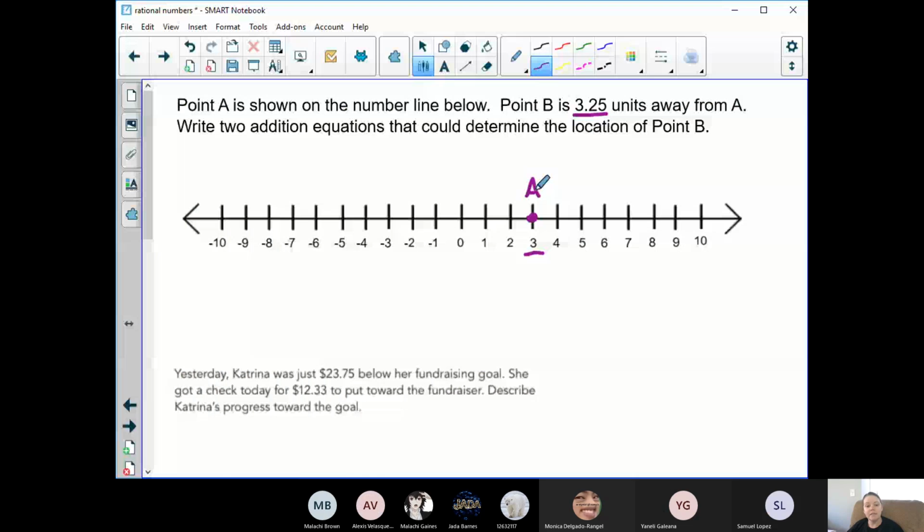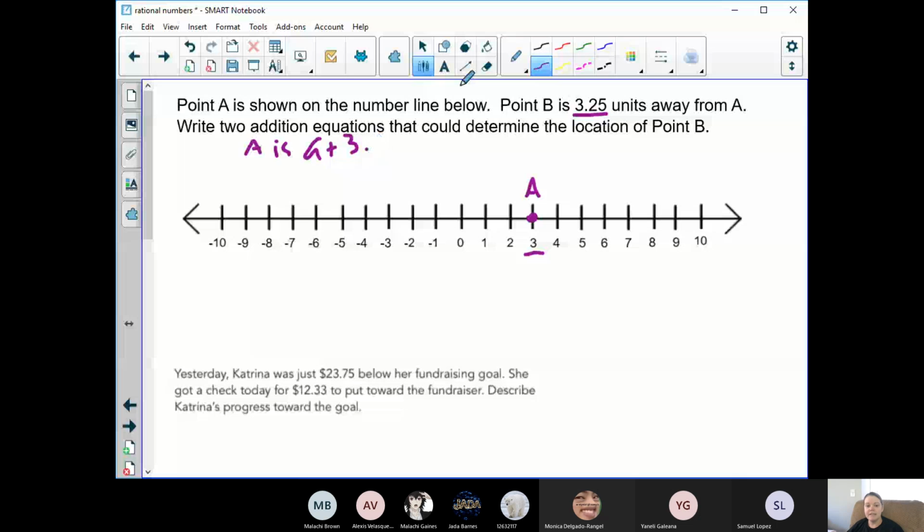All right, so the first thing we need to figure out is where A is located on the number line, and it is at 3. So A is at 3, okay?